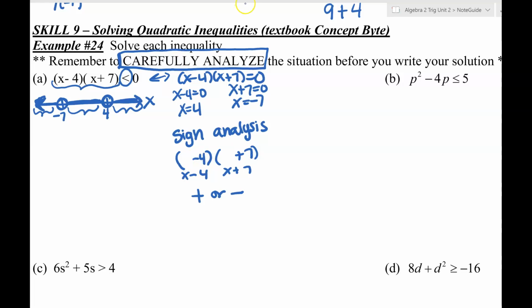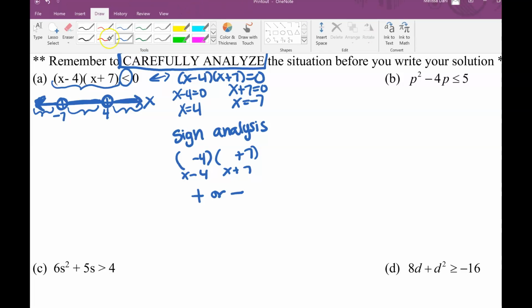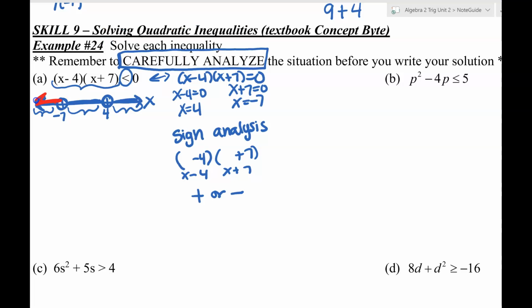So let's say that we plug in something from this first area over here, where x is less than negative 7. Let's say we plug in something like negative 10. Your thought process is this. Well, negative 10 minus 4 is going to be a negative. Negative 10 plus 7 is going to be a negative. And when those two multiply together, the negative times the negative is going to make a positive. All the x's here are going to give me a positive y.